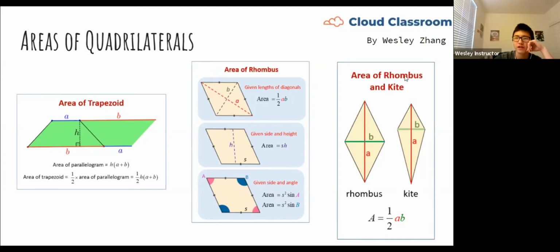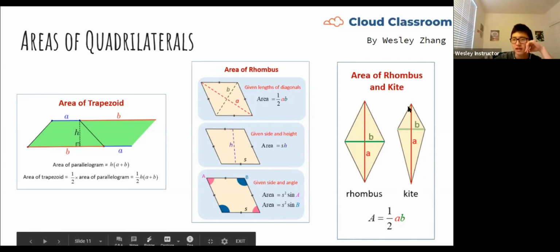And here's the area of rhombus and kite. And if you guys see here, for a kite, all sides, diagonals, and that is just 1/2 A times B, the diagonals. And here's the area of a trapezoid.